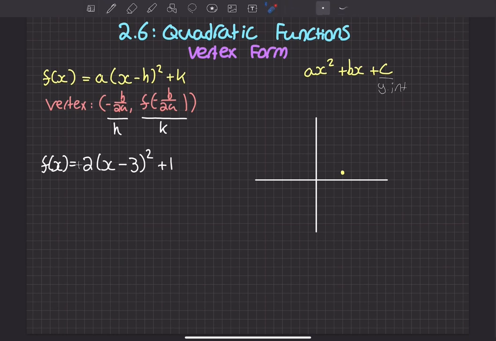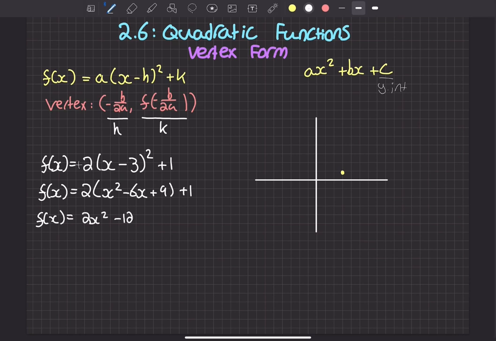First, we just expand what's in this bracket. We expand this (x minus 3) squared. So we have f of x equals 2 times, and we expand it, so it becomes x squared minus 6x plus 9, and then the plus 1 out here. And then you bring the 2 into the brackets, so you have 2x squared minus 12x plus 18. Plus 18 plus 1, so we'll just have plus 19 straight away.